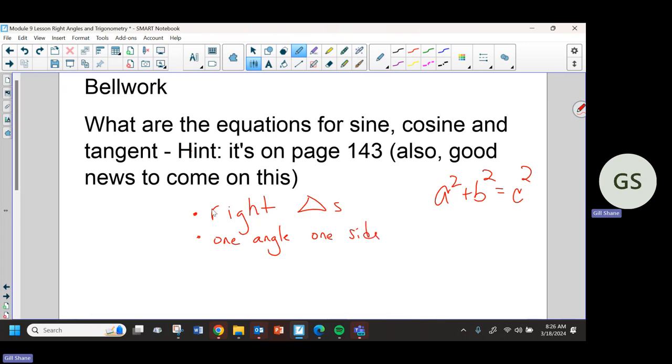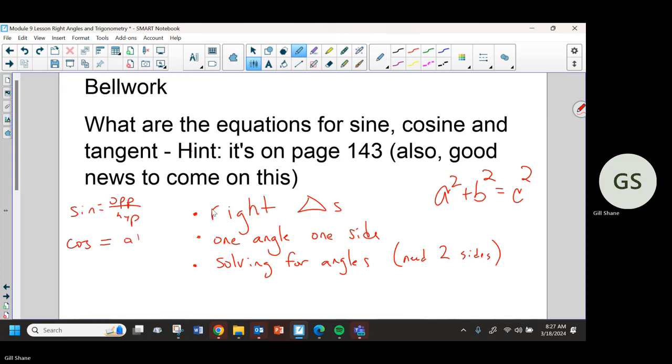Or depending on what I'm solving for, sometimes they will give you two sides, but you'd be solving for an angle. So solving for angles, again, you would need two sides for that. Again, this had nothing to do with solving for angles up here. I was strictly solving for the missing side. All right, so with that in mind, what are my formulas? Cosine is, and tangent is. So those were the three formulas I told you.